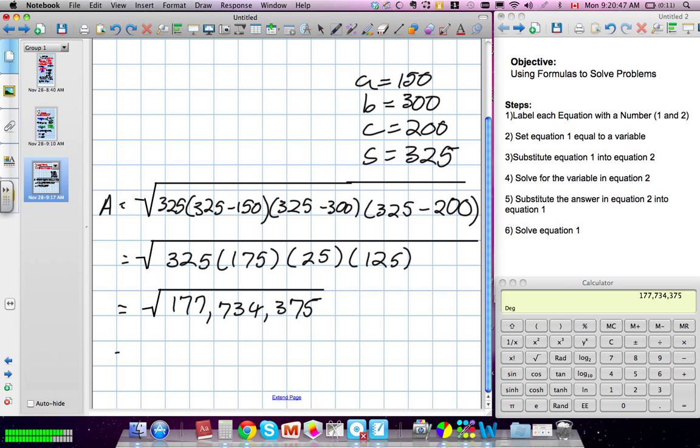So on my calculator, lucky for me, if I keep my answer in the calculator, all I have to do is hit my square root button, and it gives me a value. Our value is 13,331.7. So what we've just found is the area in meters squared of this triangle. So that's great. We have the area. We went through Heron's formula and we solved for S.